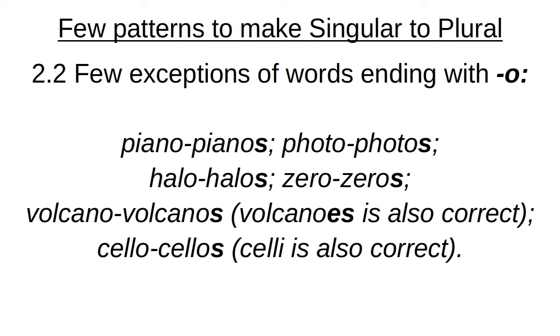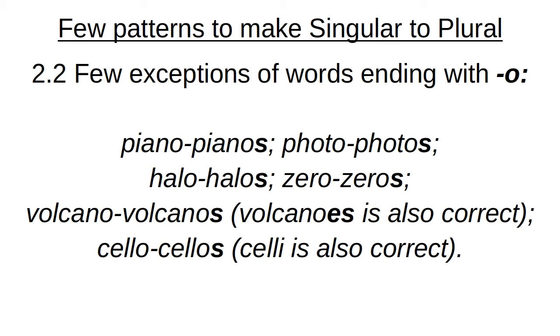Now with the words ending with o, there are a few exceptions. Exceptions are always there. These are not rules, these are just general patterns. They are just guidelines to help you recognize how to make singular into plural. But there are no rules, and there are always exceptions.